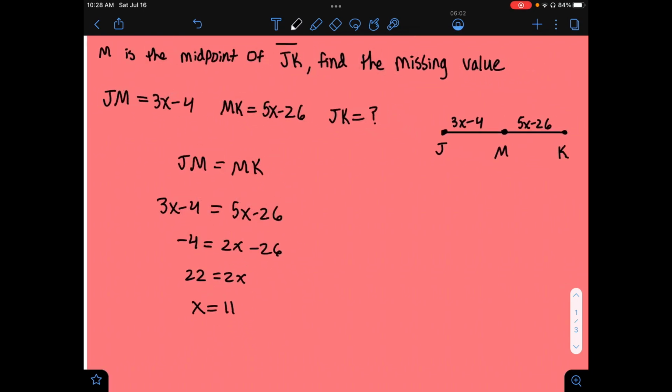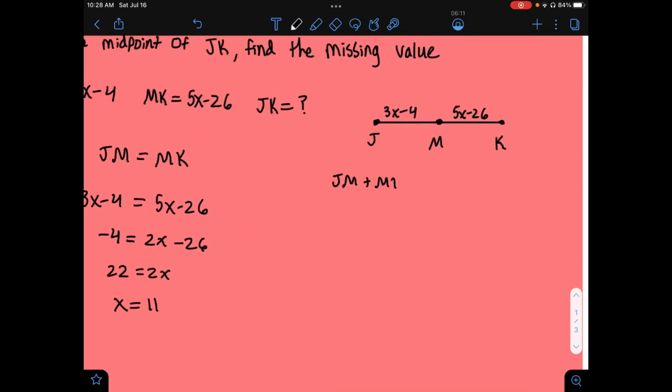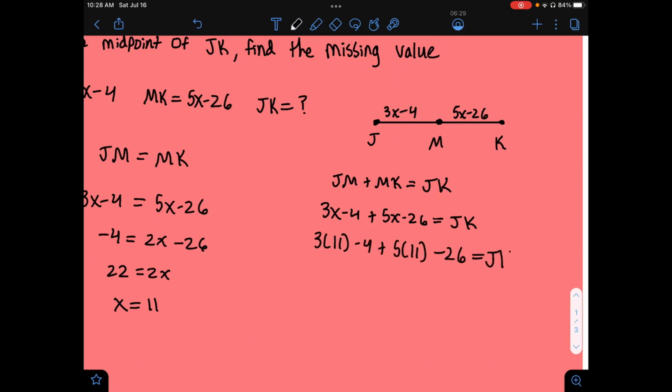So now we're trying to find JK. We know JK is the whole thing, so that would be JM plus MK. So we do JM plus MK is equal to JK. So you would do 3x minus 4 plus 5x minus 26 is equal to JK. We're going to plug in our x value. So we get 3 times 11 minus 4 plus 5 times 11 minus 26 is equal to JK. So we get 33 minus 4 plus 55 minus 26 equal to JK. So here we get 29 plus 55 minus 26 is 29, equal to JK.